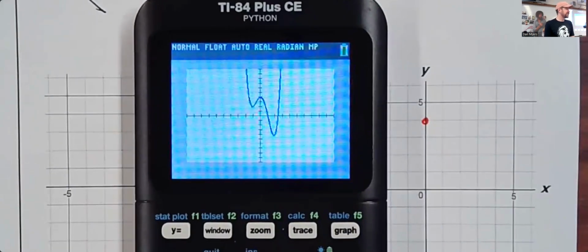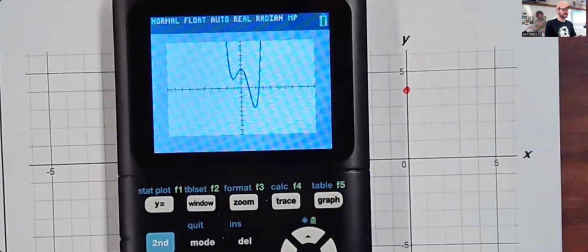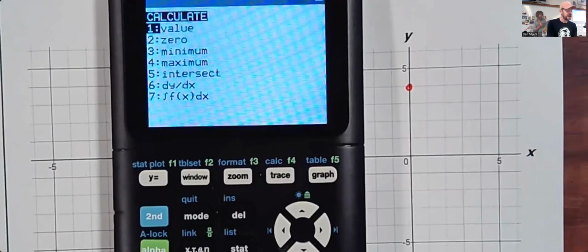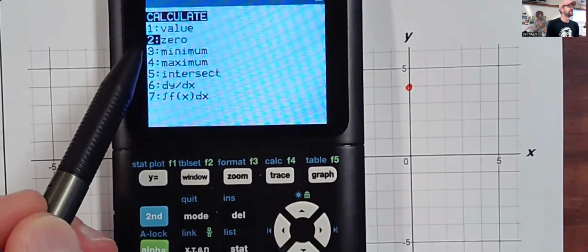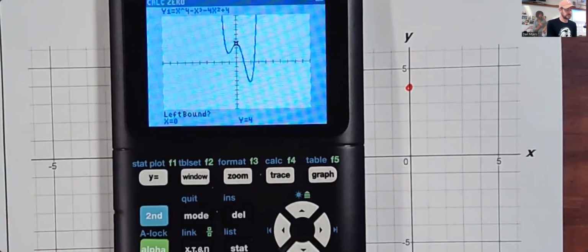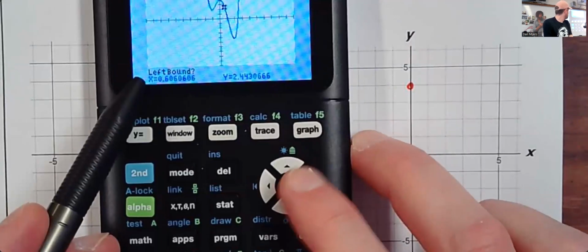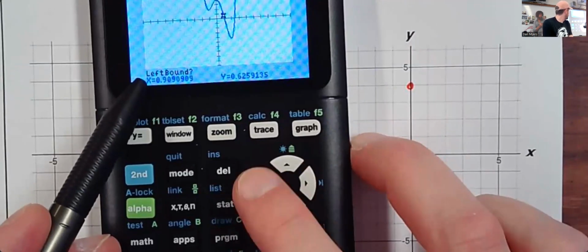If your table was actually good, unlike mine, use your table. Go to your calc menu, trace, and go to your zeros. Let's look for our zeros first. X-intercepts. It says left bound.